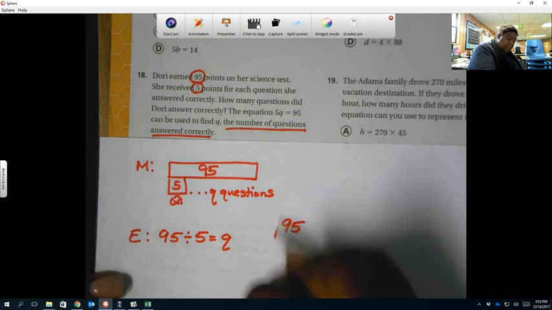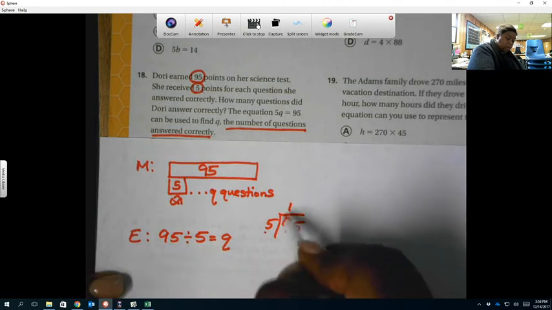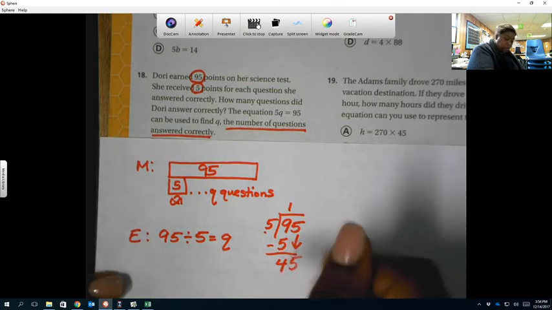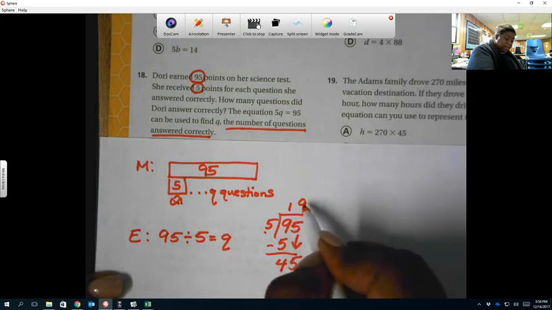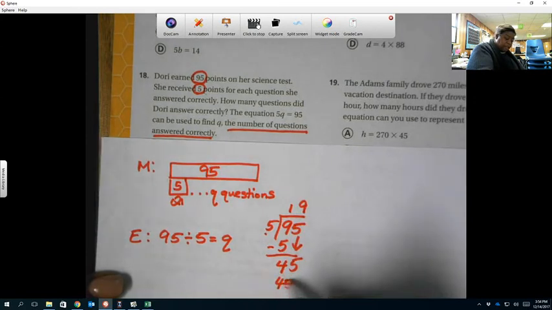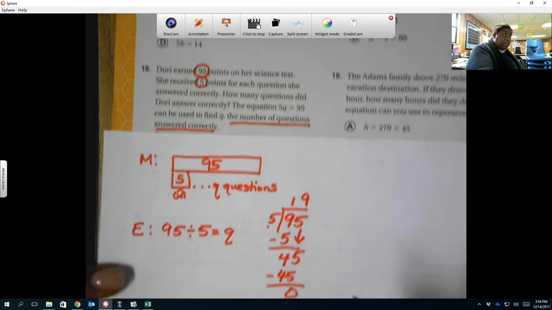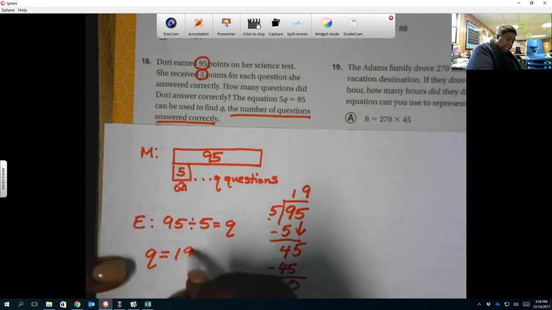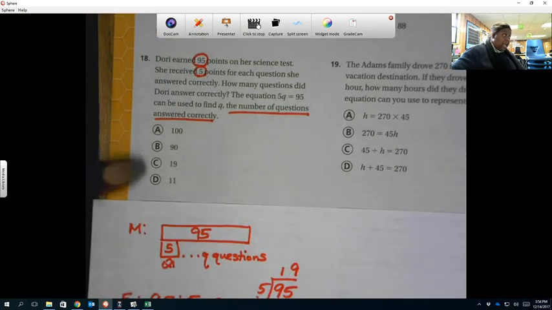95 divided by 5. 5 goes into 9 one time. 1 times 5 is 5. Bring down your 5. Subtract, get 4, bring down your 5. 5 goes into 45 9 times. 9 times 5 is 45. And my remainder is 0. So Q equals 19. And that would be answer C.